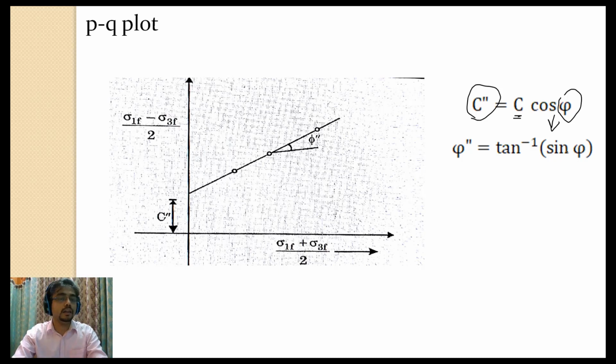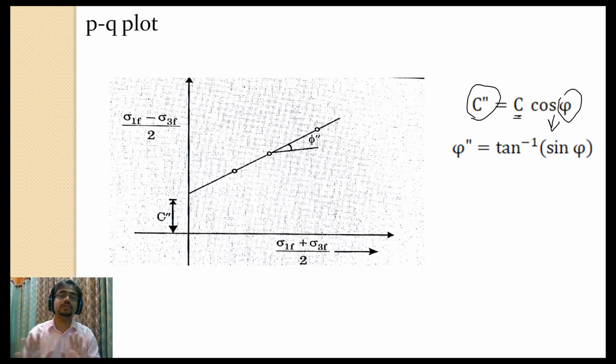even without plotting the Mohr circles. This is the significance of plotting the pq. That means we can find out the c and phi value, the shear strength parameters, just by plotting the pq. That means in this case we don't need to plot the Mohr circles.